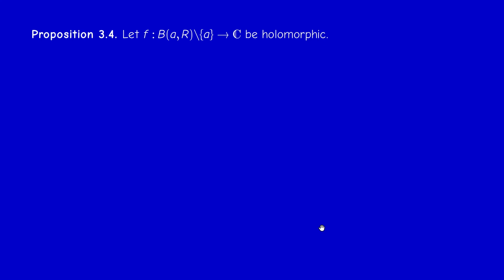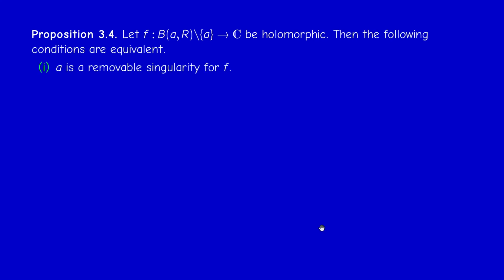Okay, now I'm going to give 3 characterizations of isolated singularities. So the first result will give 3 equivalent conditions to a removable singularity. Okay, so if we have a holomorphic function on the punctured disk, or the annulus 0 less than modulus of z minus a less than R, same thing, just a different notation for the same thing, then the following are equivalent. First, a is a removable singularity of f.